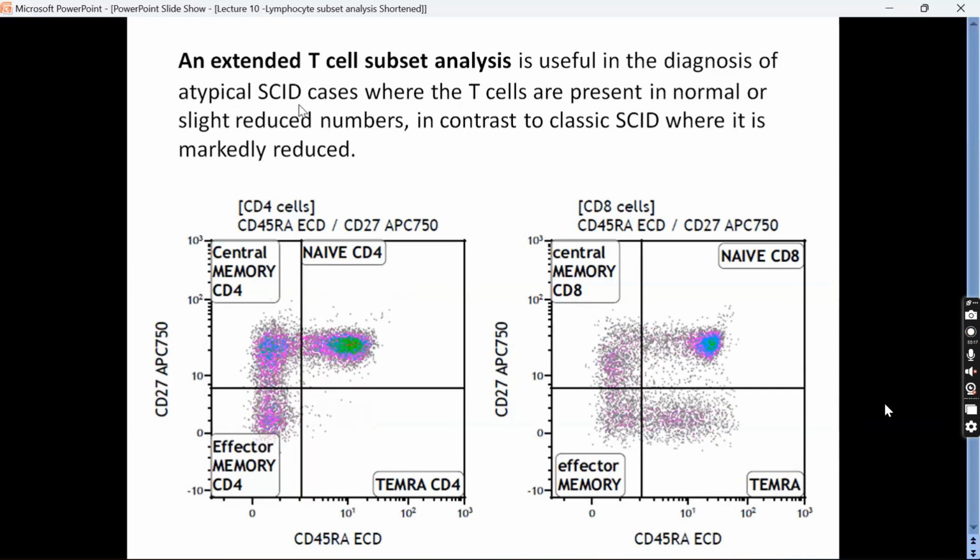So I told you in severe SCID, the lymphocyte count will be around 300. There may be atypical SCID or leaky SCID where the count may appear fairly normal. Count-wise, you find, okay, this appears normal. Even your basic lymphocyte subset analysis will find a good population of T cells. But when you check the naive and memory, you find all those cells are of memory type and not naive type. And that is evidence that this patient has leaky SCID or atypical SCID. Getting it? So T cells are present in normal or slightly reduced number, in contrast to classical SCID where it is markedly reduced. Okay, if you have any doubts, stop me, okay?